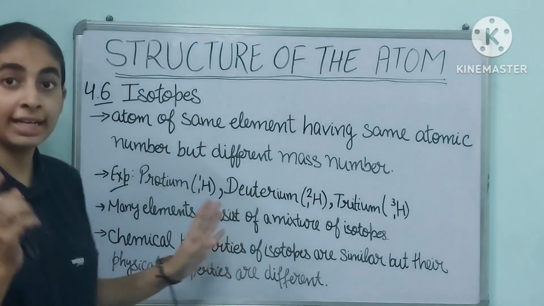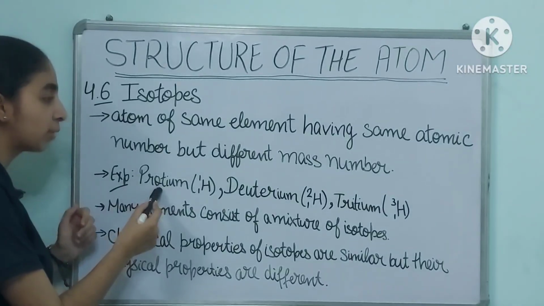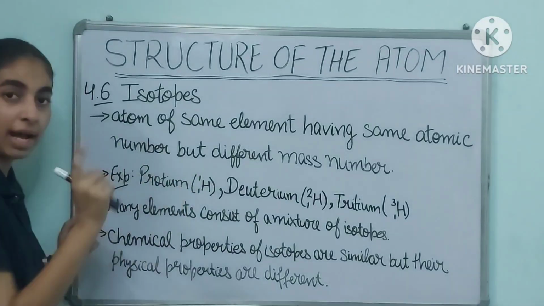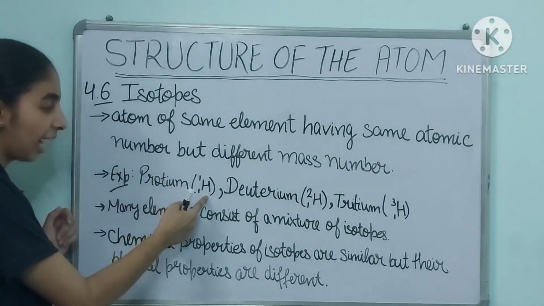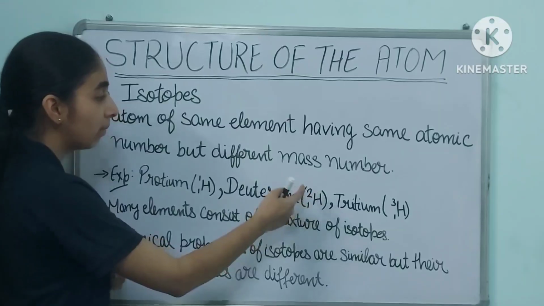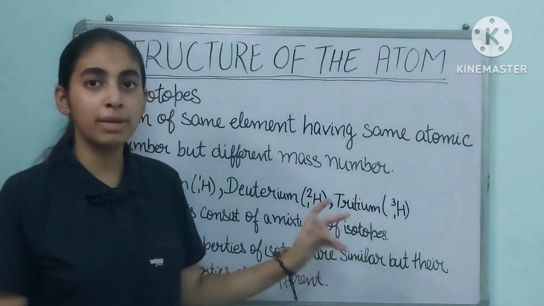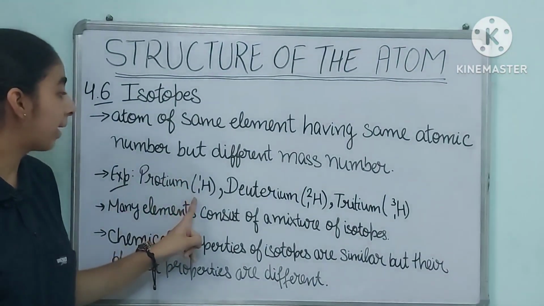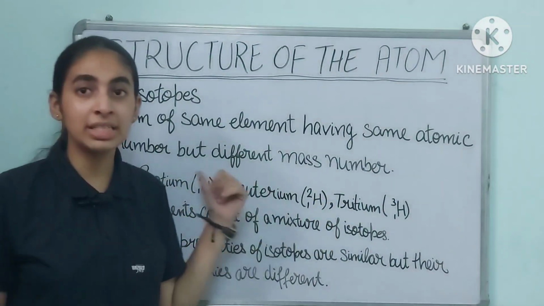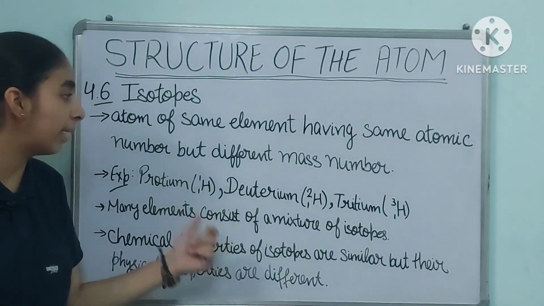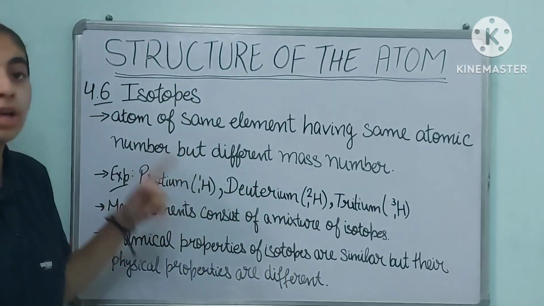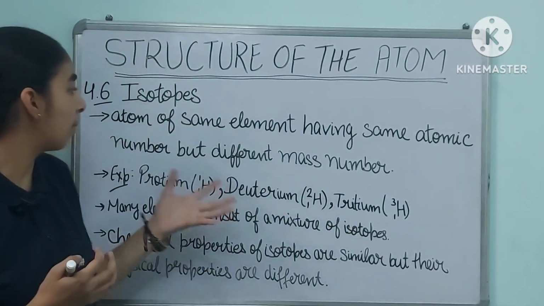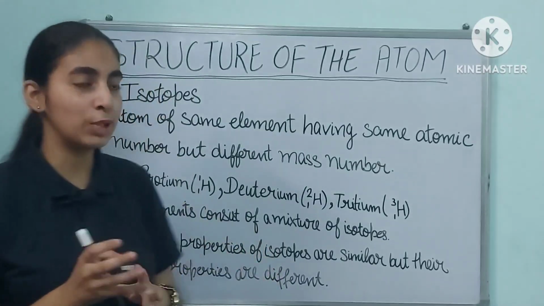For example, hydrogen has 3 isotopes. The first isotope is protium, the second is deuterium, and the third is tritium. You can see the upper number is the mass number, the lower is the atomic number. The hydrogen mass number is 1, deuterium's mass number is 2, and tritium's mass number is 3. So all 3 have different mass numbers, but the atomic number of protium, deuterium and tritium is the same. These 3 isotopes of hydrogen have the same atomic number but different mass number. This is known as isotopes. These isotopes are also present in nature.